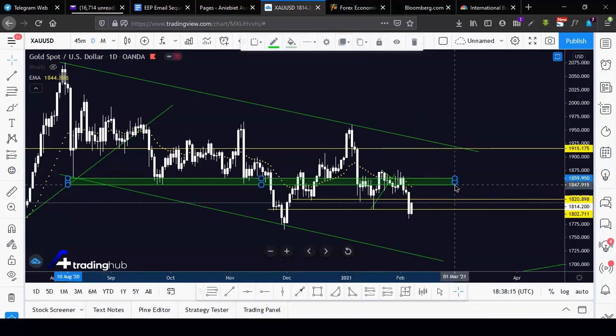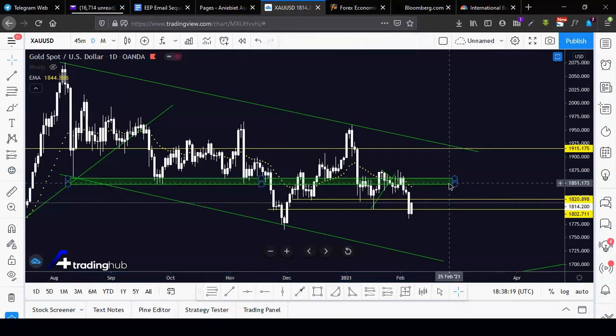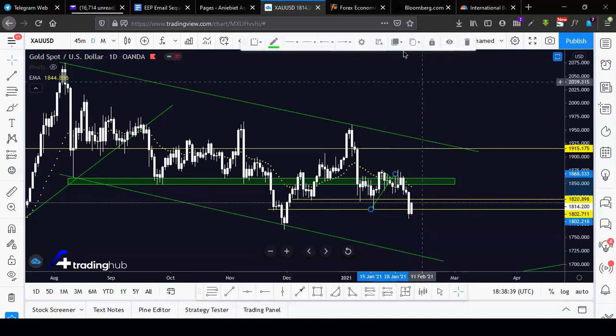Alright, so that is it. This was our midline, so I said you should watch this zone. If price breaks below this zone, you sell. If price closes above, you buy. Price was making some rejections at this zone to the upside, so we were looking for buying opportunities, but that didn't happen.